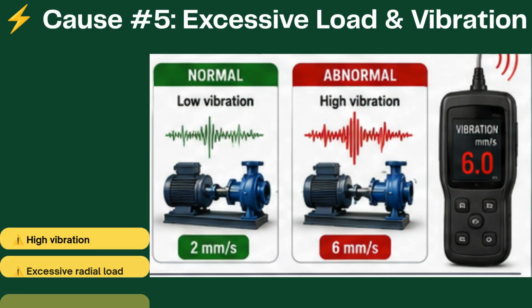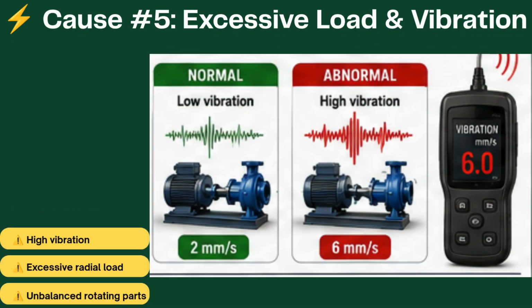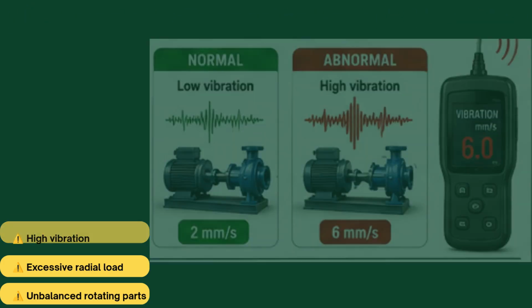The fifth cause is excessive load and vibration. Unbalanced rotating components, excessive radial loads, or abnormal operating conditions can put additional stress on the bearing. High vibration is often an important warning sign that should not be ignored.